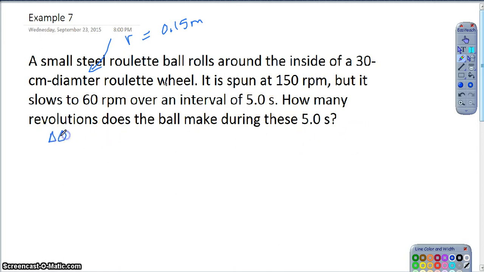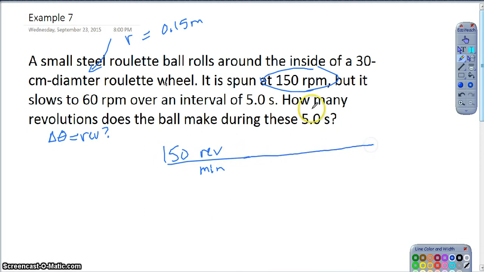So we're looking for theta, right? We're looking for how many revolutions does it make. That's what we're aiming for. Now standard convention here, standard conversions would say that we take our 150 RPM, again revolutions per minute, and we would convert that to radians per second.